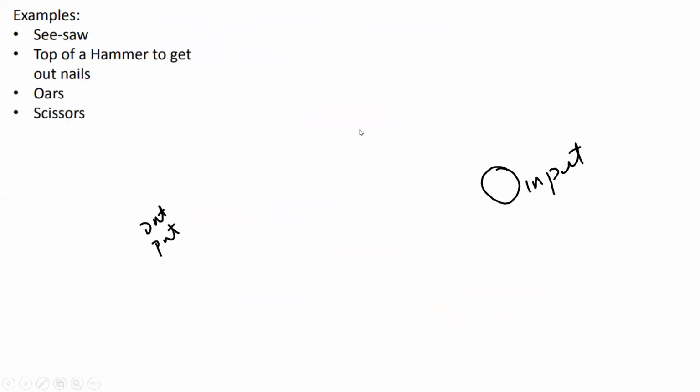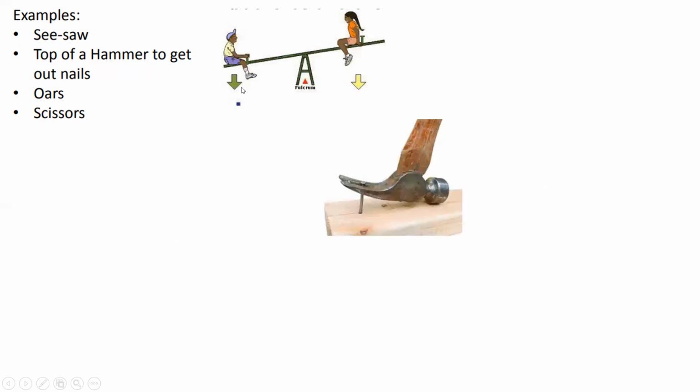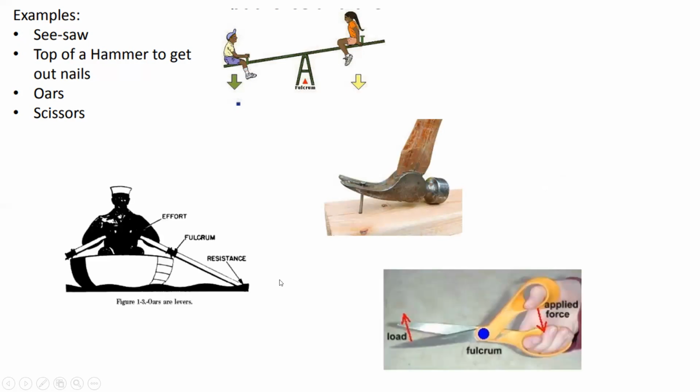And we have many examples for it, like the seesaw. Here, this is the fulcrum, there's the input, and this is the output. Here is the top of the hammer. Here are the oars, and here are the scissors.